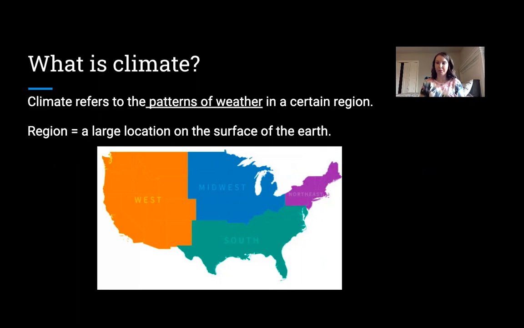So when we talk about our regions of the United States, there's the West region, the South region, the Northeast region, and then the Midwest. And hopefully you know where Iowa is on this map and you know that we live in the Midwest.